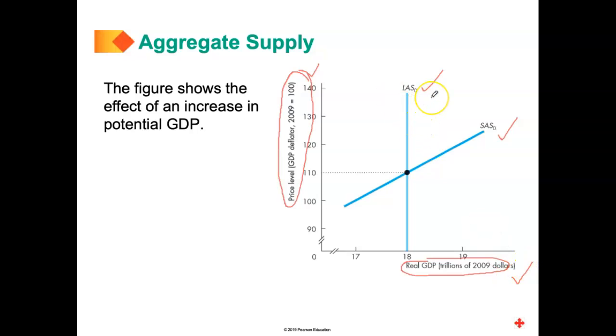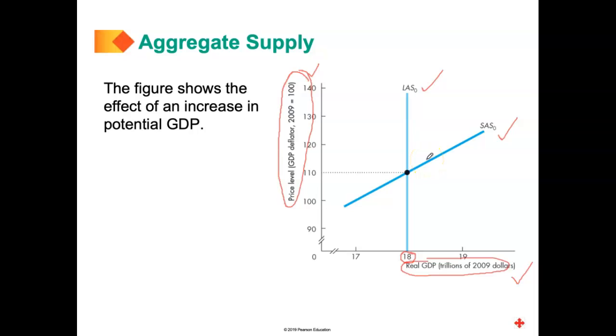Like I said, the long run aggregate supply curve is vertical, so regardless of what the price level is, it's always going to be the same. For this country, long run aggregate supply is basically 18. Then the short run aggregate supply curve is upward sloping, right? Because it's dependent on the price level. As you notice, the short run aggregate supply curve in some cases is actually more than the long run aggregate supply curve. Why?